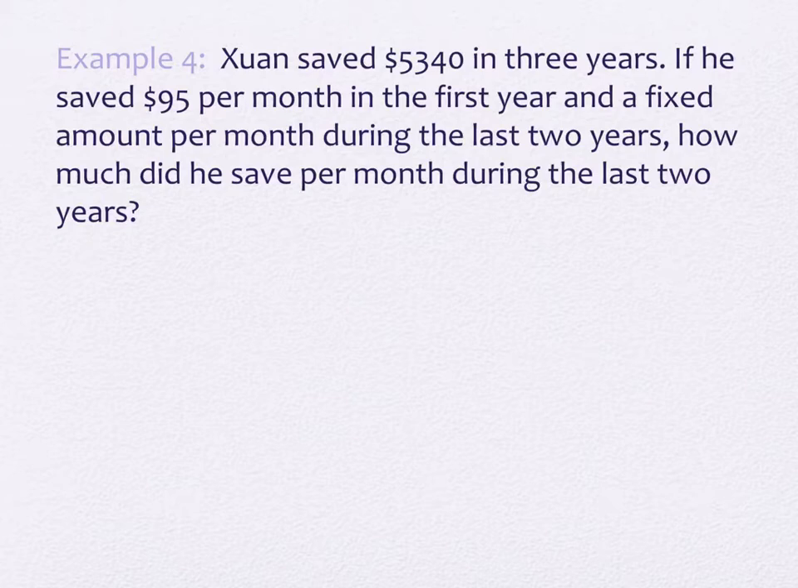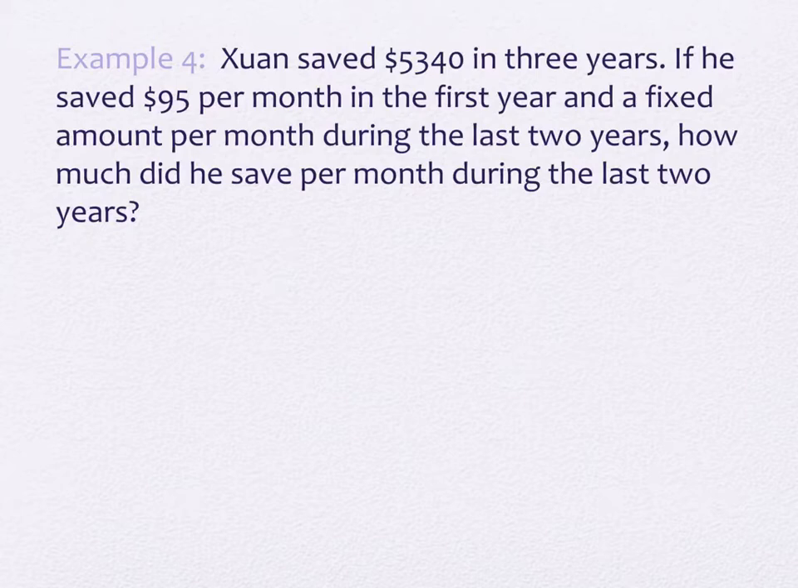Okay, does everybody have an understanding of what's going on? Okay, so for the first year, he's sticking in there like 95, 95, 95 every month for a year. And then he changes after 1 year and he's putting something else in. And we're trying to find out what that something else monthly is after the first year.